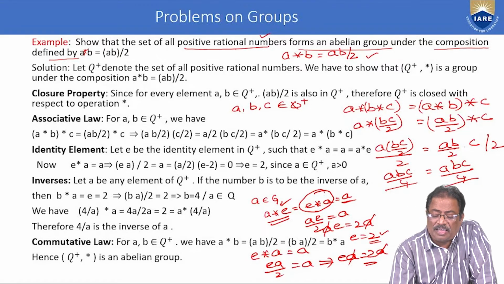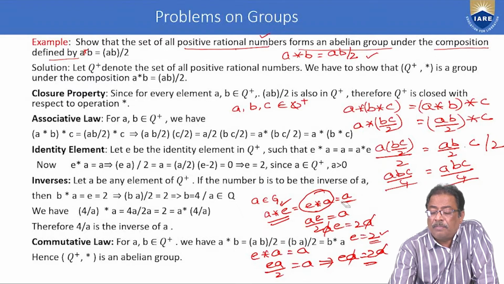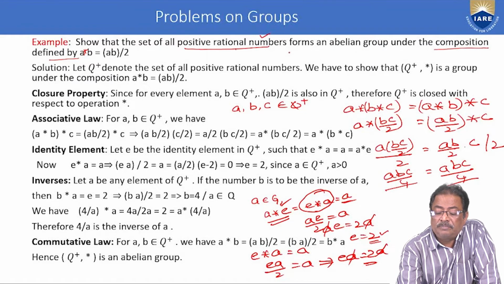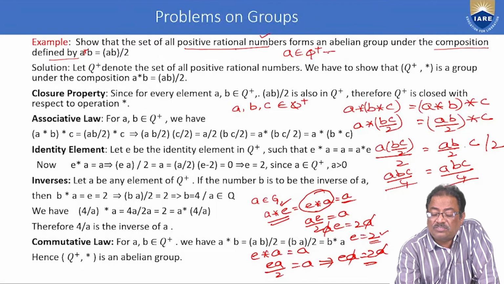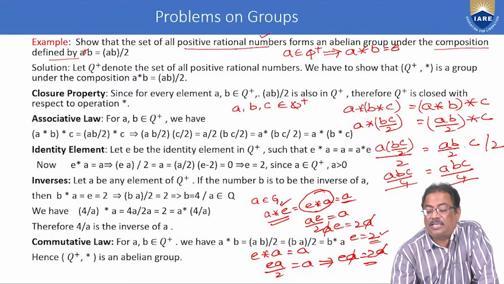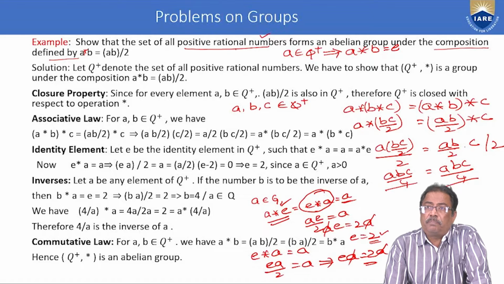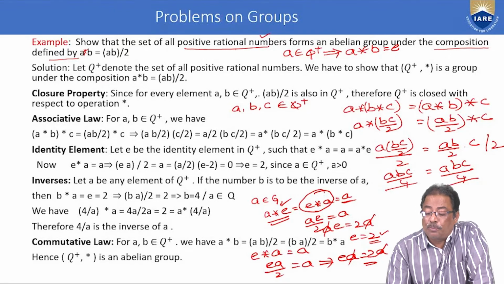Let us consider it in generalized form. A is an element in Q plus, and I am taking B as the inverse of A. Then what am I going to get? B star A or A star B is equal to the identity element. I am going to verify whether B is a member in Q plus or not.